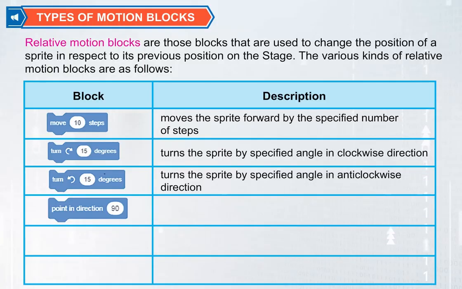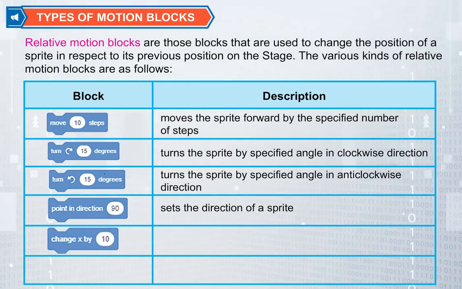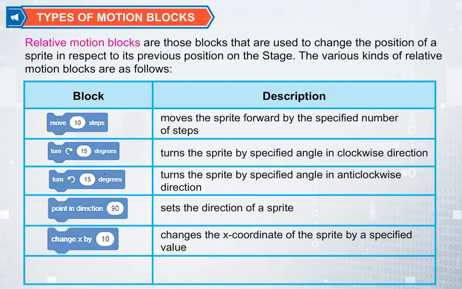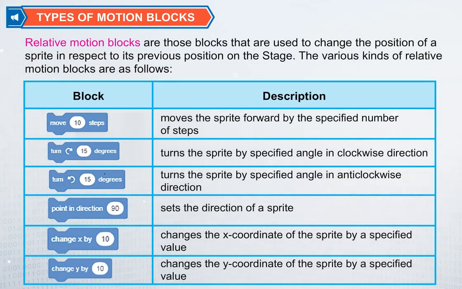Point in direction, sets the direction of a sprite. Change X by, changes the X coordinate of the sprite by a specified value. Change Y by, changes the Y coordinate of the sprite by a specified value.